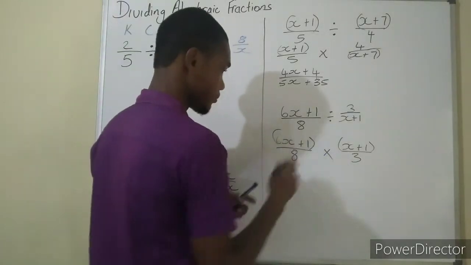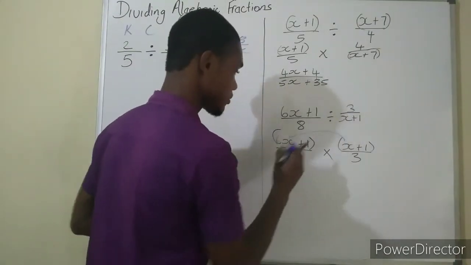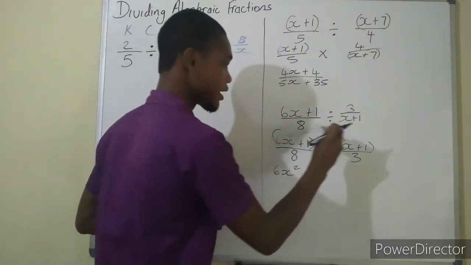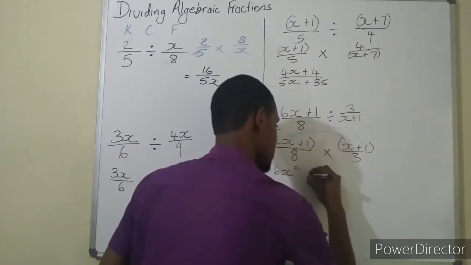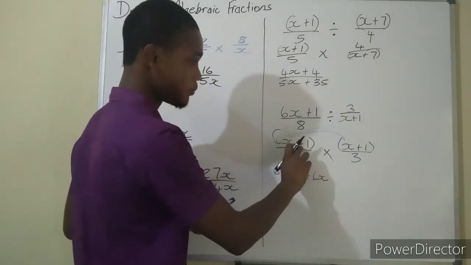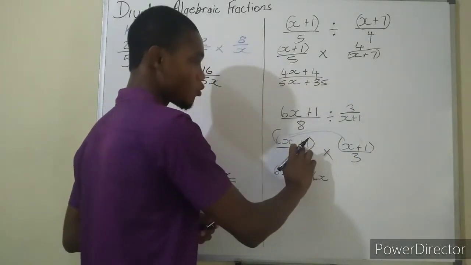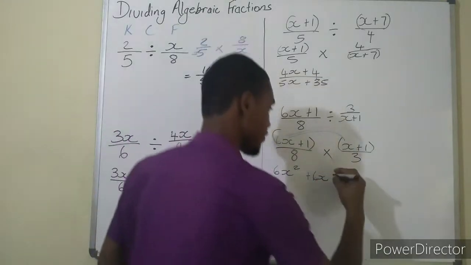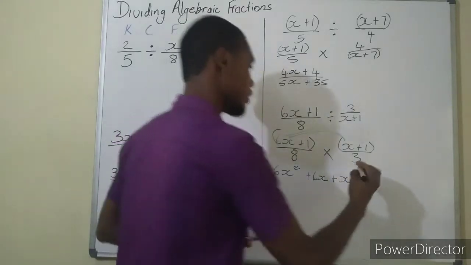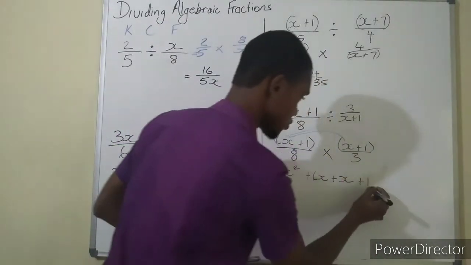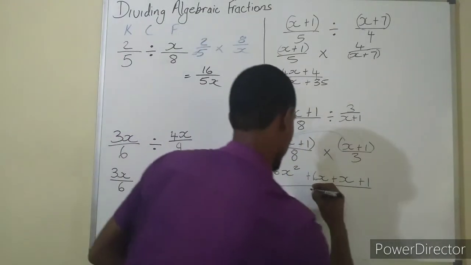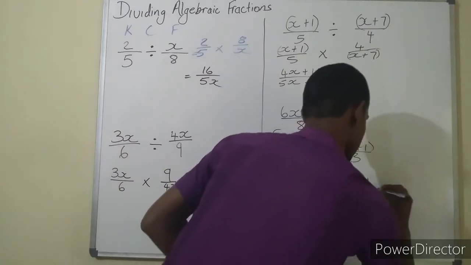So it's 6x multiplied by x, and that's 6x squared. Then you have 6x times 1, so that's a plus 6x. Then here is a plus 1, and this is a positive x, so it's positive 1 multiplied by positive x. So that gives you plus x. And positive 1 times positive 1, that gives you another plus 1. All over 8 times 3, that gives you 24.